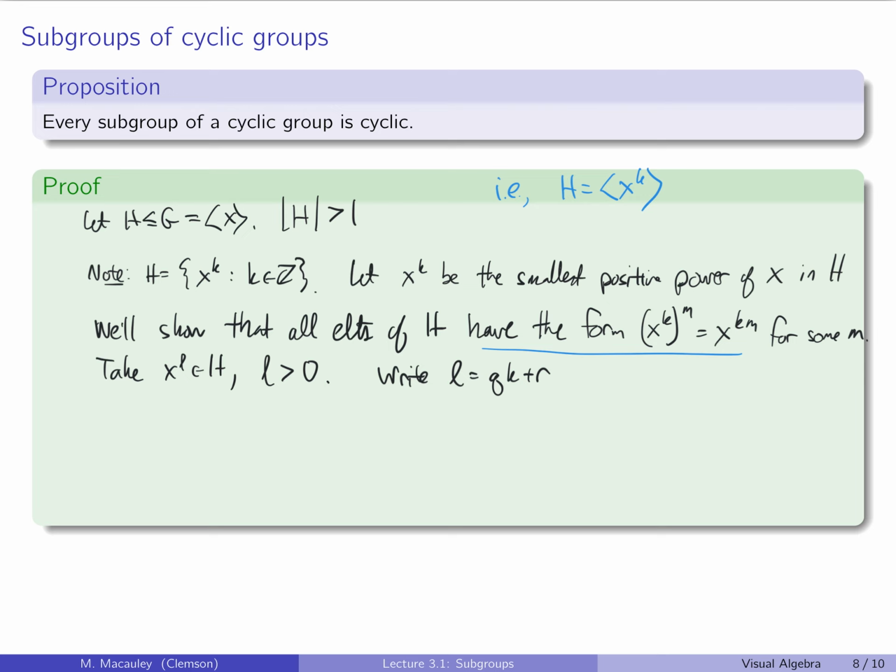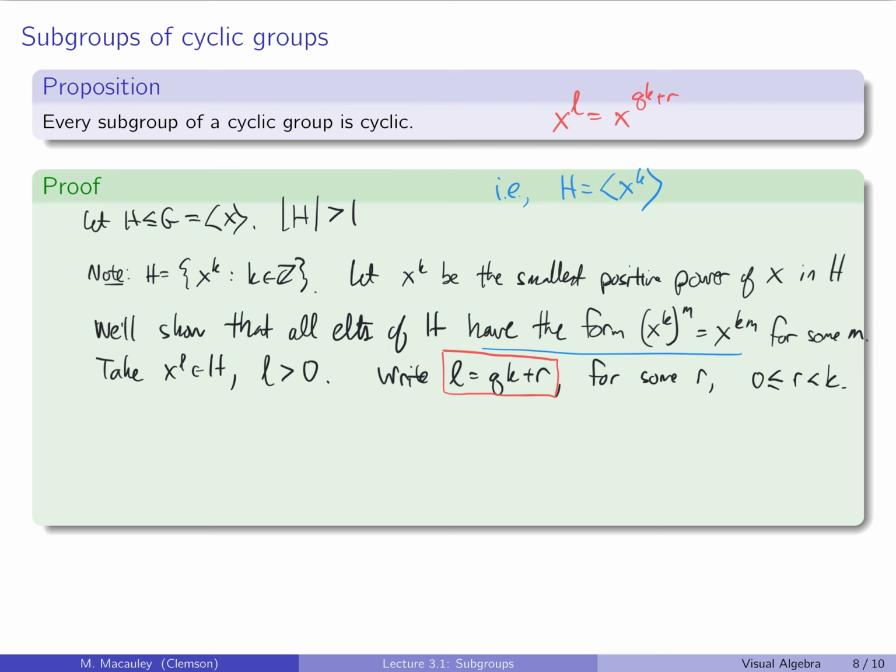I'm sure this comes up in an intro to proofs class. I never remember which one is which. The property is that R is strictly less than K, but at least 0. So here's what we have, and let's do some scratch work up here. x^L equals x^(QK plus R).